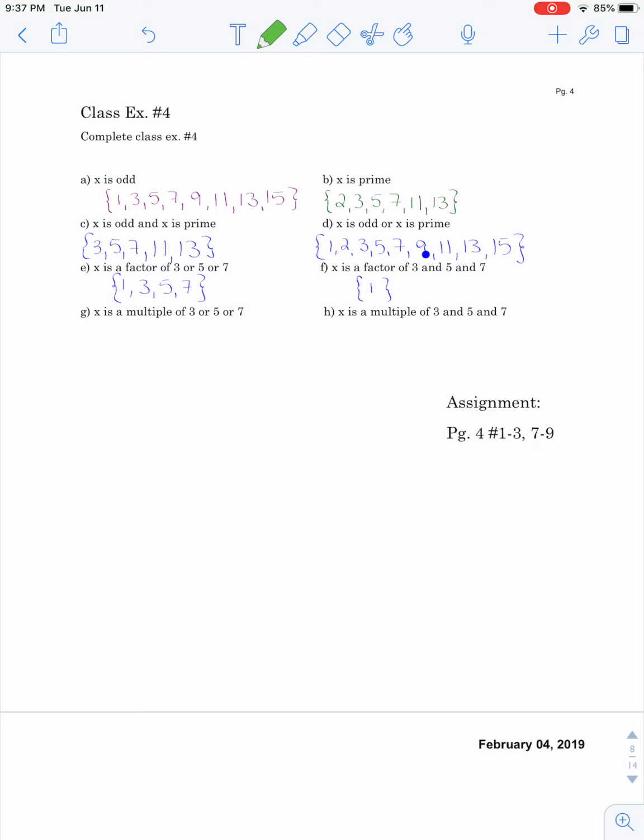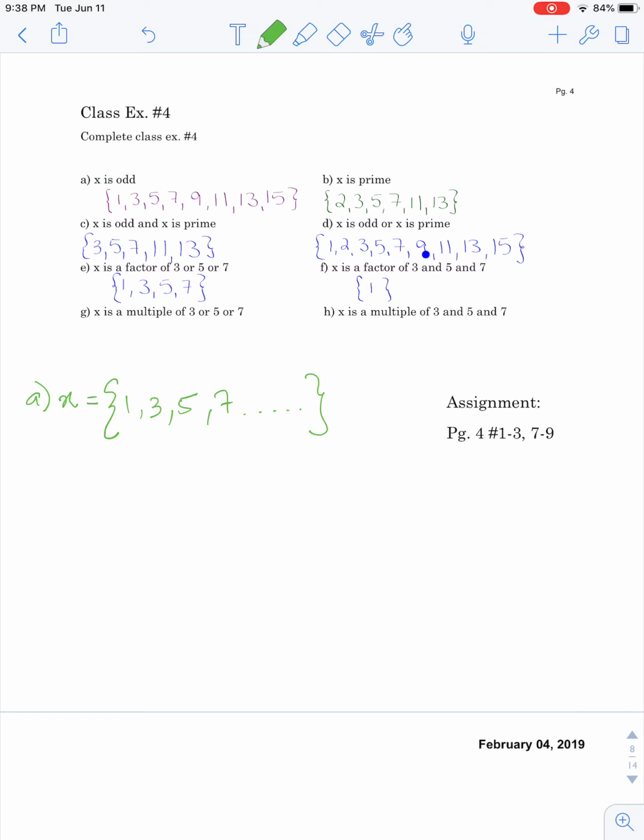Look at A. It says X is odd. So that means all the elements in X should be odd numbers. So that's 1, 3, 5, 7, and so on, and it keeps going until what the universal set says. We will get to that in a bit.